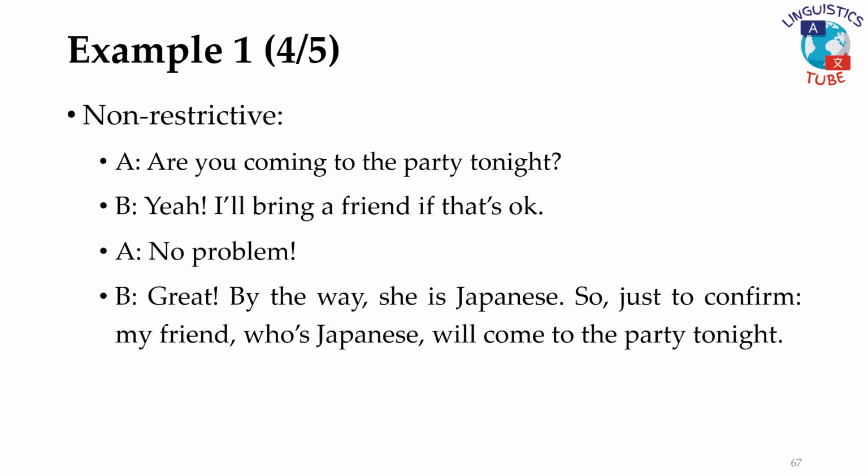Pause the video and try to work out the meaning that the non-restrictive relative clause contributes to the sentence. And I will share my thoughts with you soon.